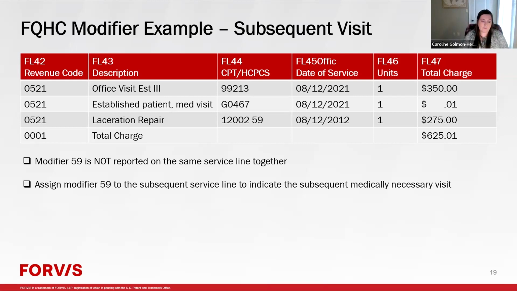You want to assign modifier 59 to the subsequent service line to indicate the subsequent medically necessary visit. So you wouldn't put that modifier 59 on that initial medical visit. You always want to put it on what they're coming back for, so what the subsequent visit is.